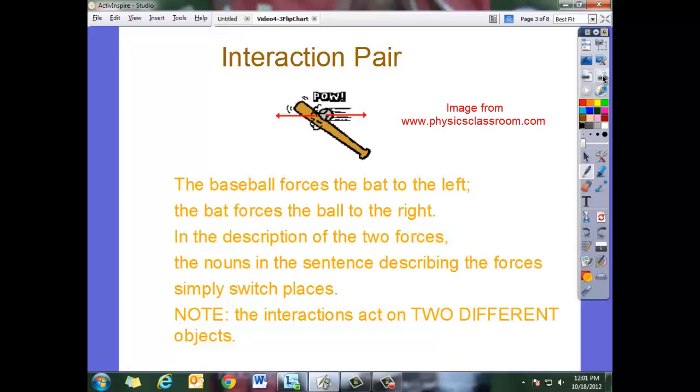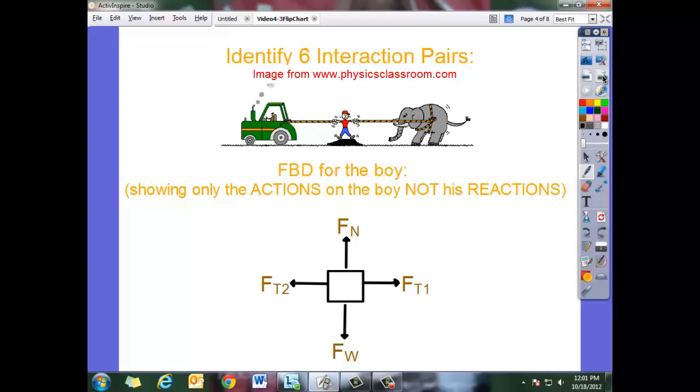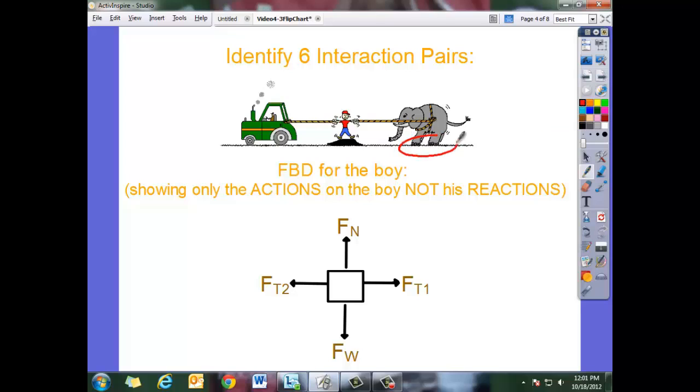If we take a picture of a person being pulled by an elephant and a tractor, I can identify at least 6 interaction pairs. The first interaction pair would be the elephant's feet on the ground and the ground on the elephant's feet. I have another one, the elephant on the rope and the rope on the elephant. The boy on the rope and the rope on the boy. And I would have the same thing on the other side: boy and rope, tractor and rope, and wheels and ground. I also have the boy to the earth and the earth to the boy because I have gravity in every situation.